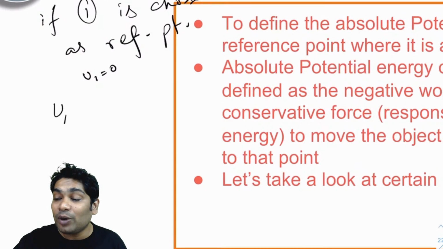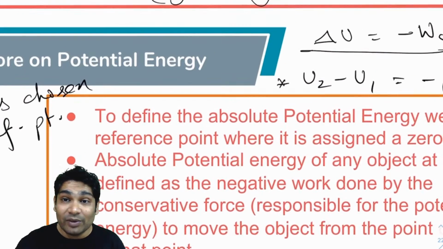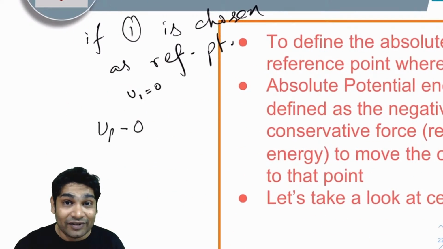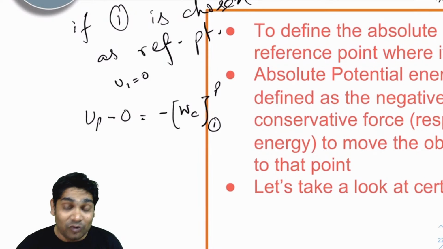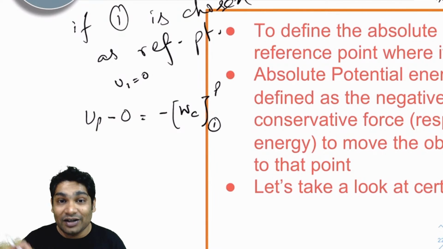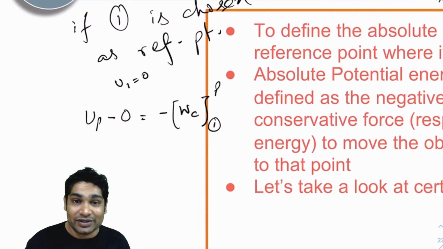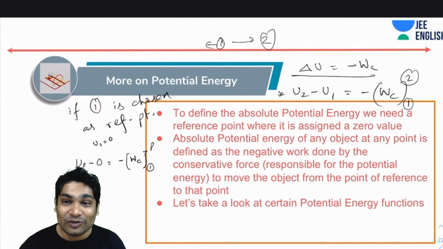The potential energy at any point P would be the potential energy at P minus 0. Why 0? U1 is the potential energy at point 1, which I have taken to be my reference point, so I know U1 is 0. This will be equal to minus times the work done by the conservative force in bringing it from position 1 to position P. So that is how, once I have chosen a reference point, I can define the absolute potential energy of any point P as minus times the amount of work required to bring my object from its reference position to the given position. Alright. So let's take a look at certain examples of potential energy functions.